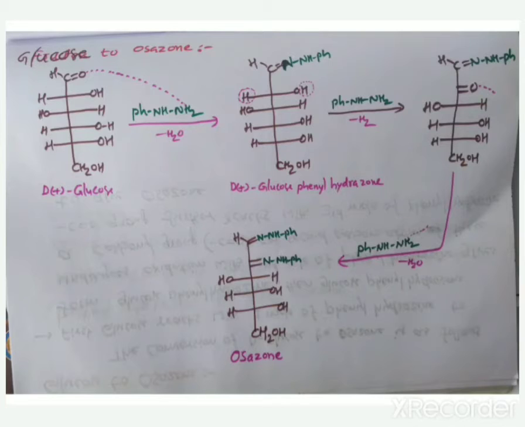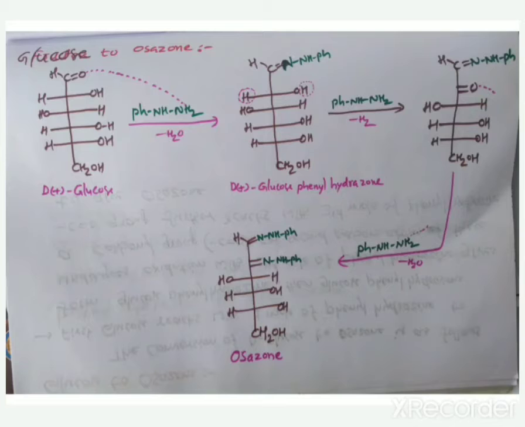This is the viva question. For the formation of osazone, we need 3 moles of phenylhydrazine. How many moles of phenylhydrazine are involved in the formation of osazone? Three moles.